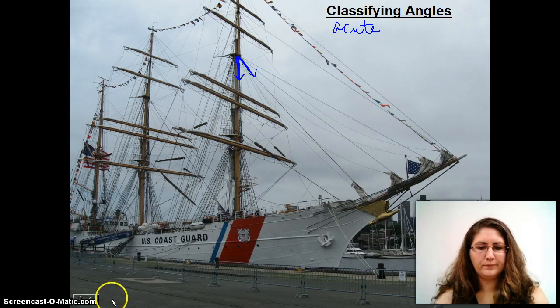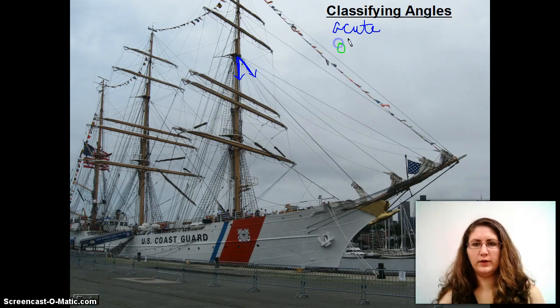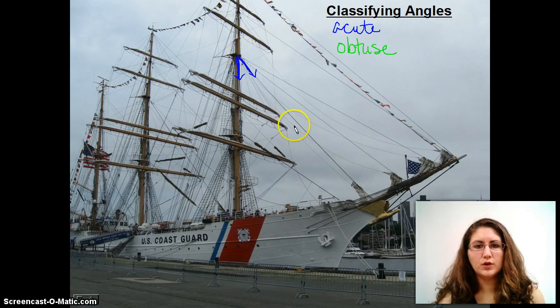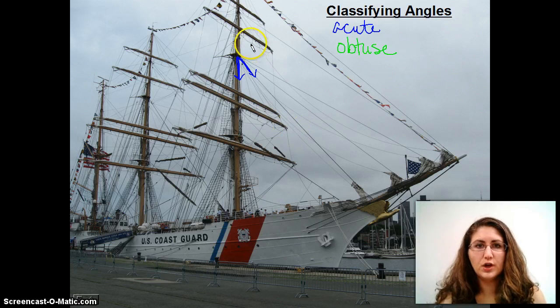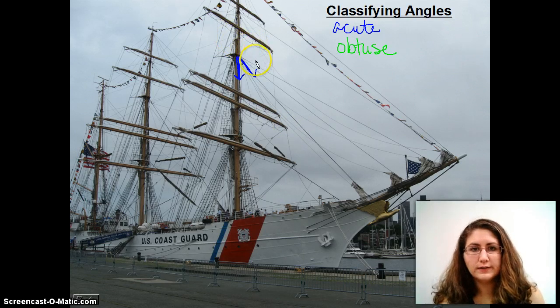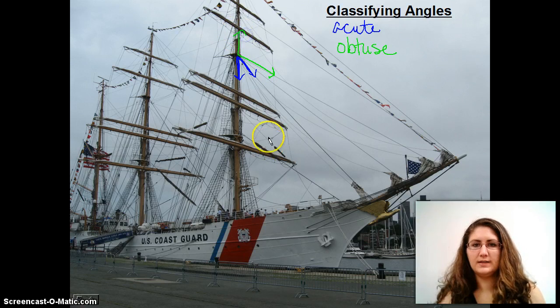Okay? The next angle we're going to go with is obtuse. Sorry if the green doesn't show up very well on here; I'm going to color code my thing. So obtuse is greater than 90 degrees but less than 180 degrees. Let's see, where can I find one? Oh, it's right here. This angle right here is greater than 90 but less than 180. So there's an obtuse angle.